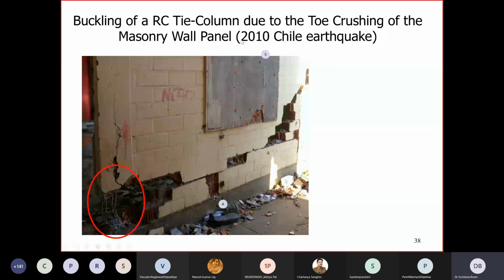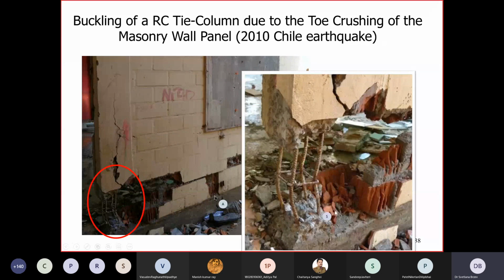Here is an example from the 2010 Chile earthquake. It is a confined masonry wall. You can see on the left side is a tie column, and this wall was constructed using those multi-perforated blocks. But if you look at the detail of this tie column at the base, I'll show you now the photograph. So you can see how this reinforcement buckled. Concrete has spalled completely and the reinforcement has buckled.